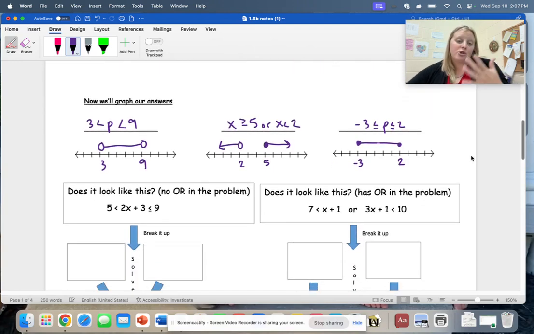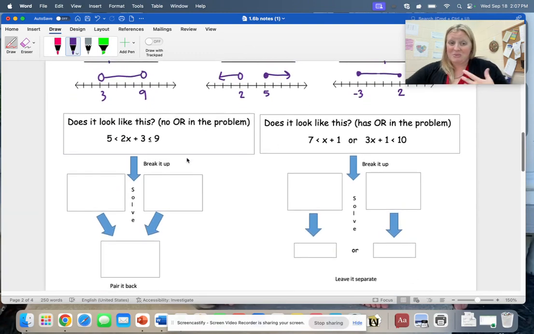So that's at least an intro into compound inequalities. In our next lesson video, we're going to go ahead and do some solving so you can see the process in which that has to occur.